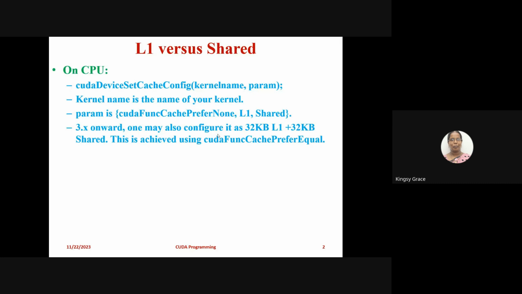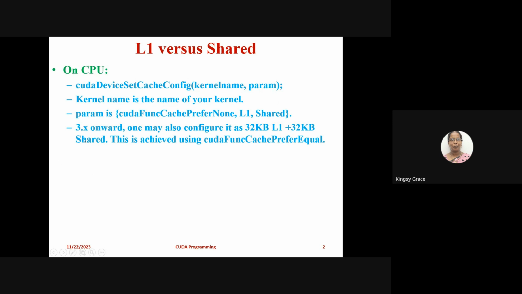Here we have one function, that is cudaDeviceSetCacheConfig. You can give the kernel name and the parameters required as arguments. This particular function has to be given on the CPU. Kernel name means the name of your kernel. Parameter means cudaFuncCachePreferNone, L1, and shared. These are the parameters, so you can give them in the parameters section.